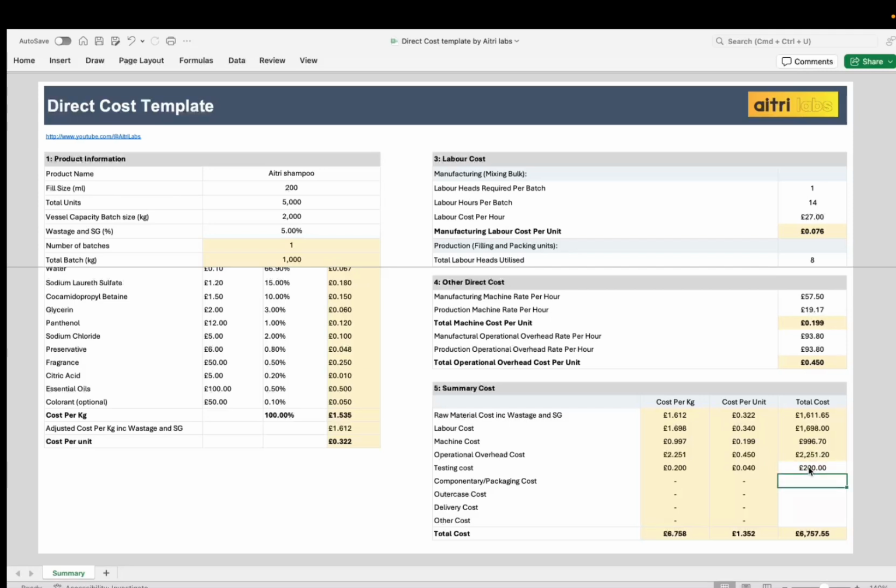Next is componentry and packaging. I've gone all out and spent some big money on some fancy packaging for my shampoo, and that's cost me £2,500 for the 5,000 units I'm making. The template also calculates down my cost per unit and the outer case. So these are the little boxes that my products go into before they leave the warehouse. They cost me £400. Any additional delivery logistics costs for getting my products from point A to point B, put that in there at £1,000. And any other cost that hasn't been previously accounted for above, I'm going to allow £500 there. As you can see, the template then neatly gives you your total direct cost, your total cost per unit, and your total cost per kilo.